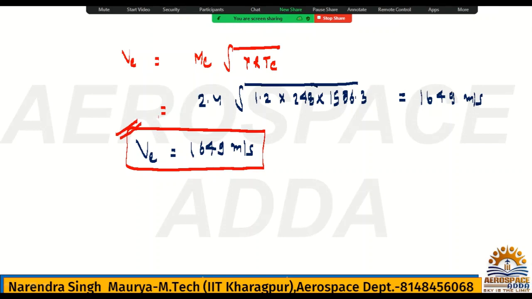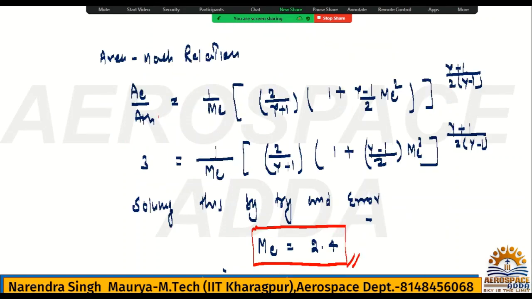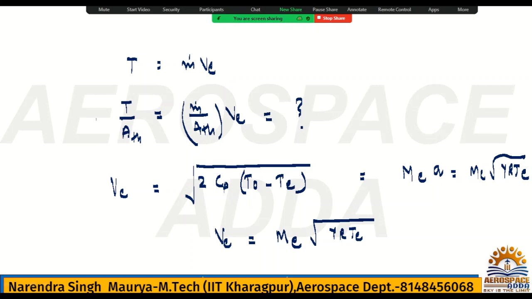Now you need to calculate the thrust per unit area. What is the formula I have given to you? Thrust per unit area is mass flow rate divided by area, into VE. So VE you have; now we need to find the mass flow rate by area. How can we find it? It's a derived formula we have here.